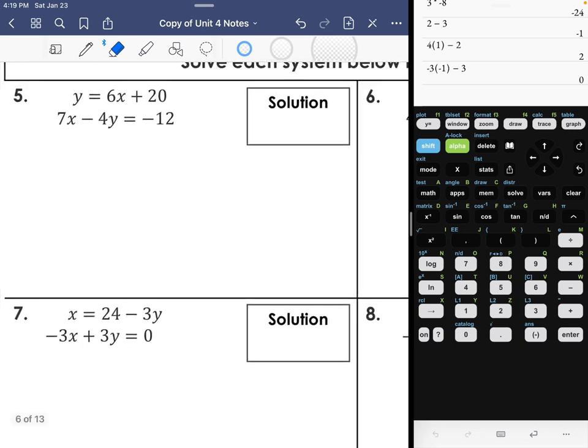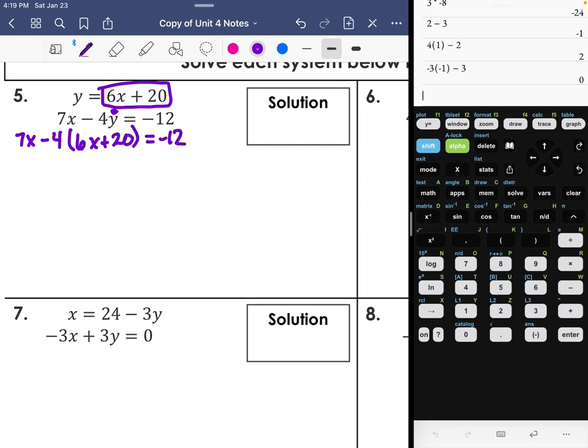All right, so for number 5, I'm going to substitute this whole thing in for y. Okay, it tells me y equals all of this junk. So I can replace y with all of that junk. But then I have to remember to distribute the 4. So negative 4 times 6 is negative 24, and negative 4 times 20 is negative 80.